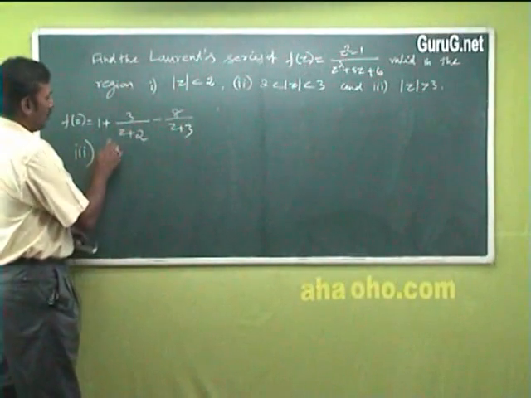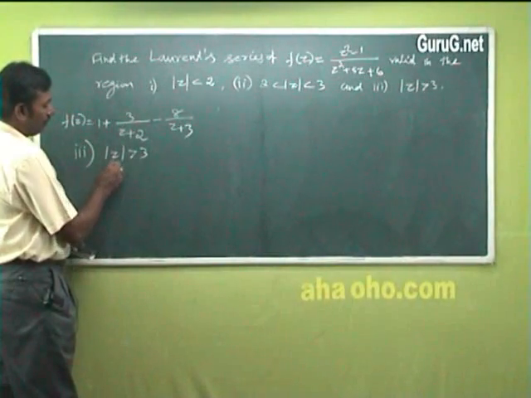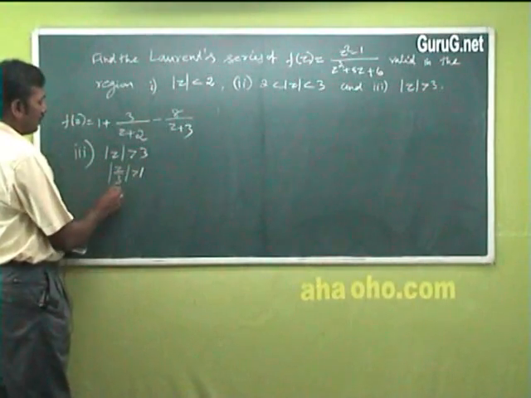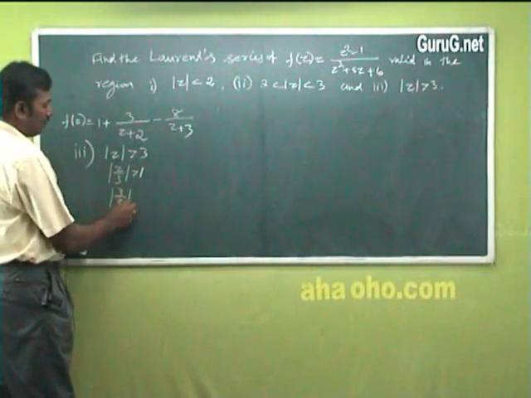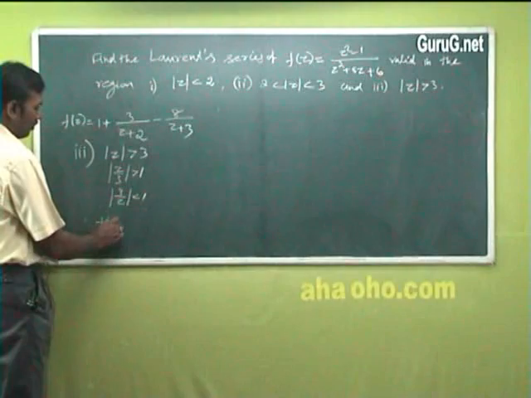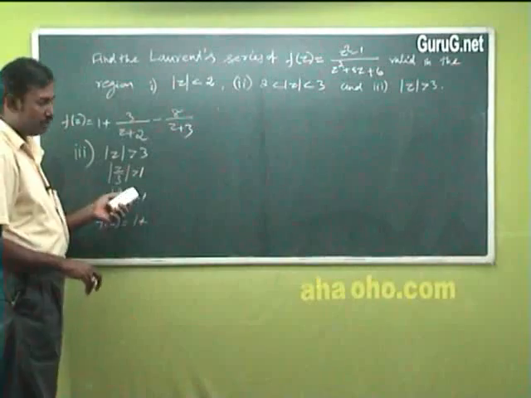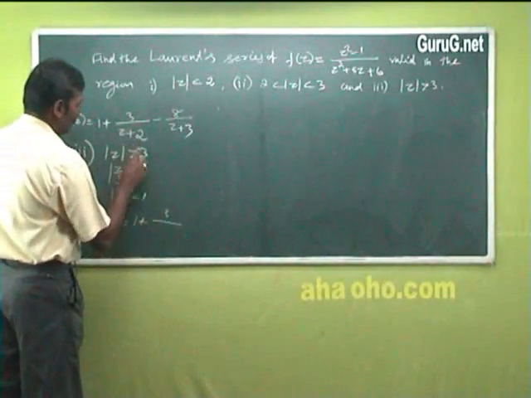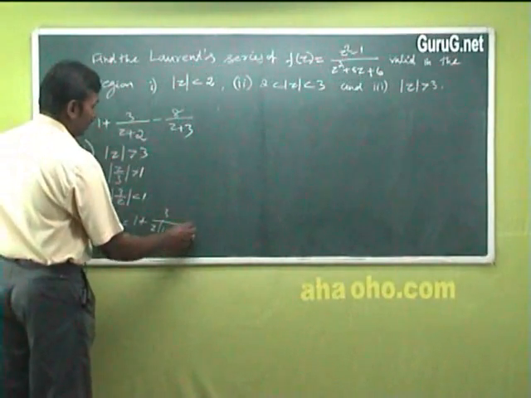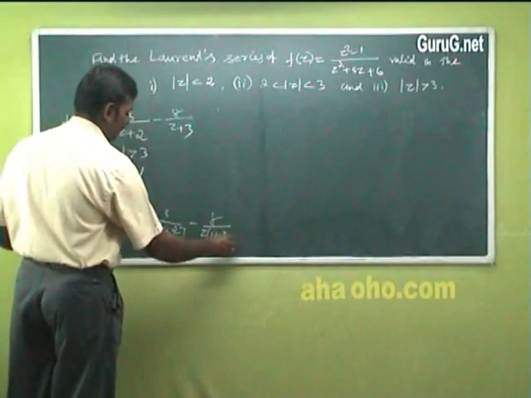Third one, modulus of z is greater than 3, which is nothing but modulus of z by 3 is greater than 1, which is nothing but modulus of 3 by z is less than 1, right? So therefore f of z equal 1 plus 3 by z, less than 1, so 2 by z is also less than 1. So you can take z outside. So 1 plus 2 by z minus 8 by z into 1 plus 3 by z, right?